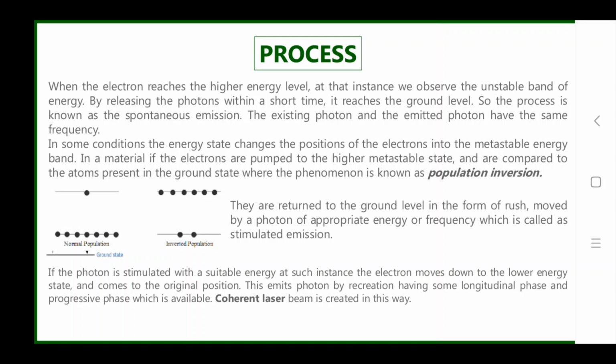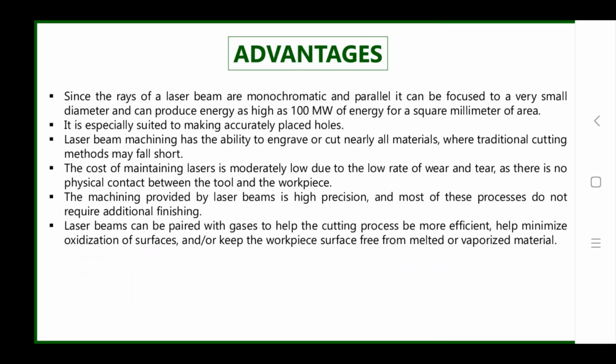The existing photon and the emitted photon have the same frequency. In the same condition, the energy state changes the position of the electron into the metastable energy band. In a material, if the electrons are pumped to the higher metastable state and compared to the atoms present in the ground state, the phenomenon is known as population inversion. So this is about the process.